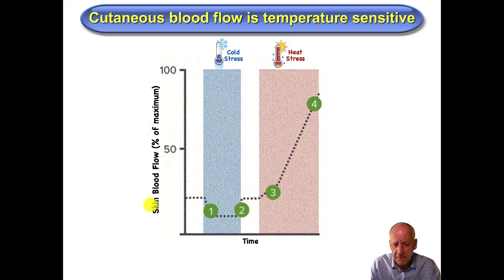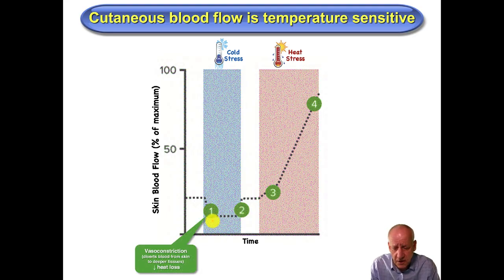Suppose we measure blood flow through the cutaneous circulation as a function of time. If we place a subject in a room at normal temperature, blood flow to the skin is a small fraction of its maximal. If the subject is then abruptly placed in a cold room, blood flow is diverted away from the skin, the loss of heat from the skin is decreased, and this helps conserve core temperature.